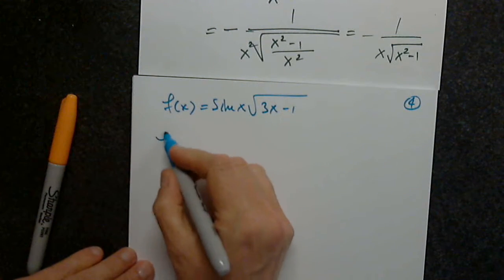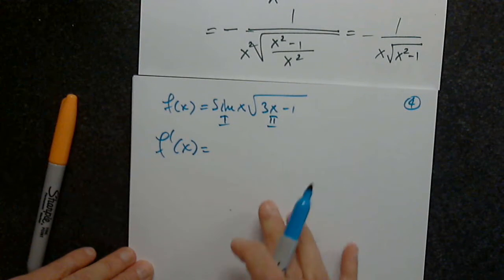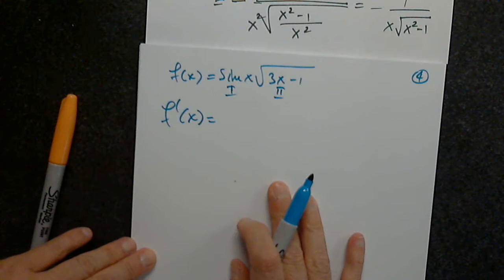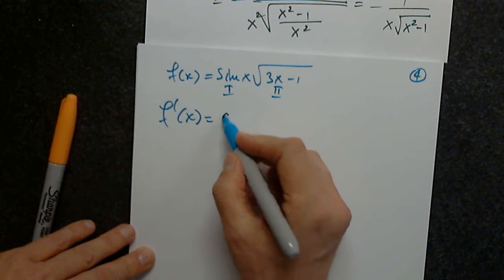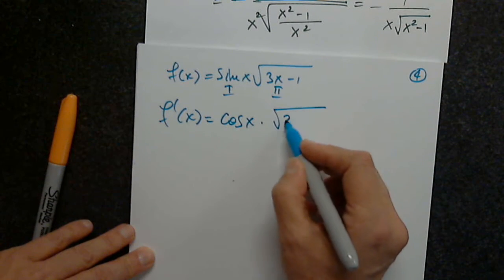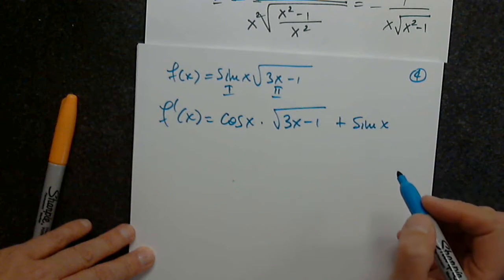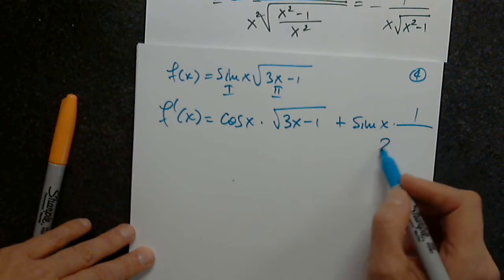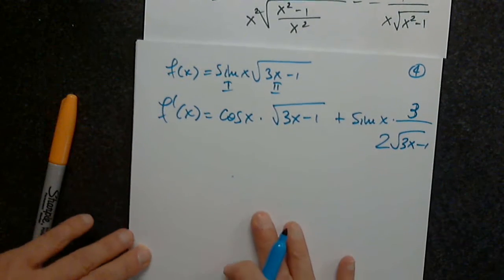Okay, ready? For f prime, this is a product again. Function 1, function 2. Be careful. You have to end up with a sum of 2 products. Sine prime is cosine x times the square root of 3x minus 1 plus sine x times 1 over 2 the square root of 3x minus 1 but multiplied by 3.